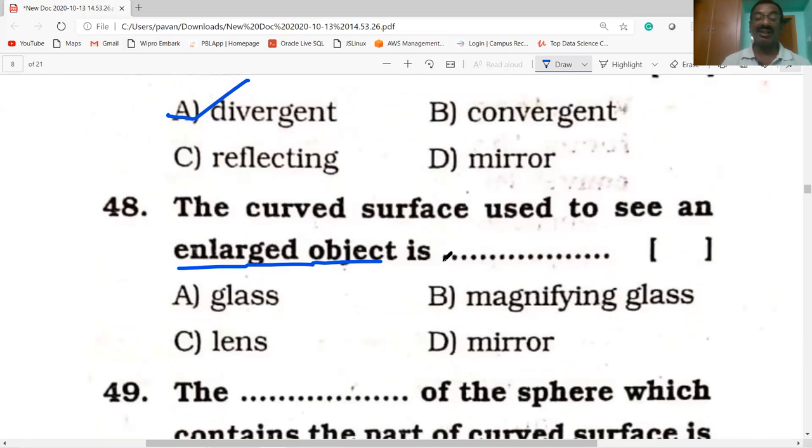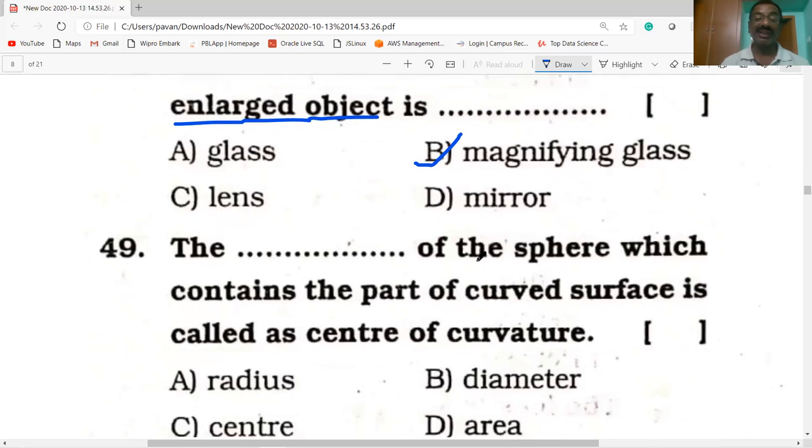To see an enlarged object, which surface is used? A magnifying glass, especially a convex lens. When the object is placed between the pole and the focus, it forms a magnified image. This property is used as a magnifying glass.